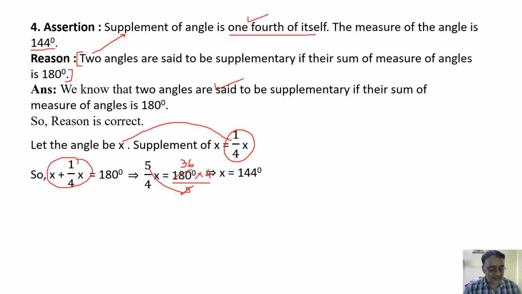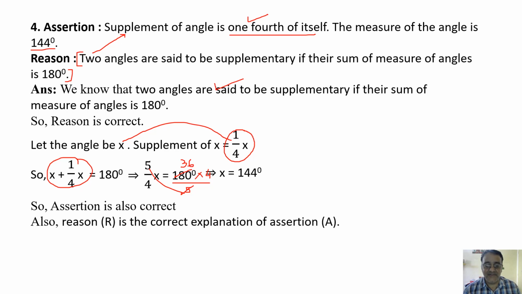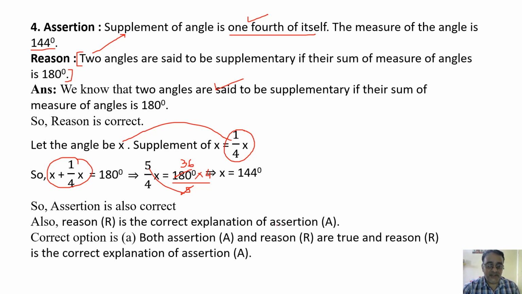Yes, assertion is also correct, and reason is the correct explanation of assertion. So which option is the correct one? Option A. Right, option A. Both assertion and reason are true, and the reason is the correct explanation of assertion. Right. So now we are moving toward question number 5.